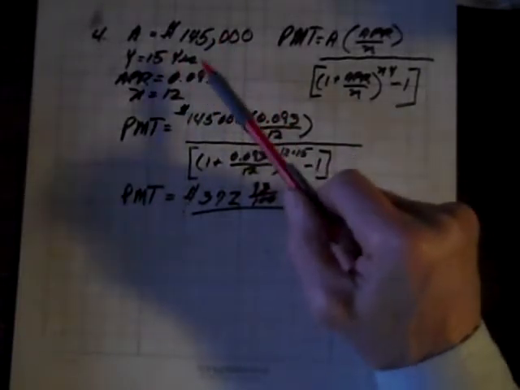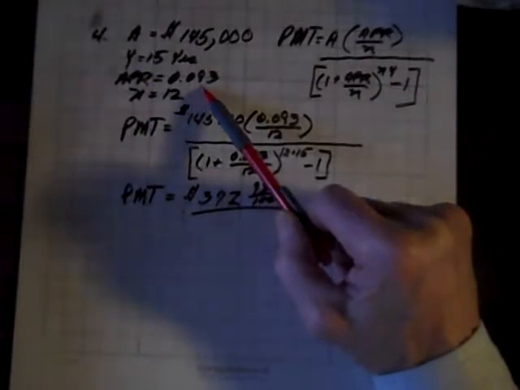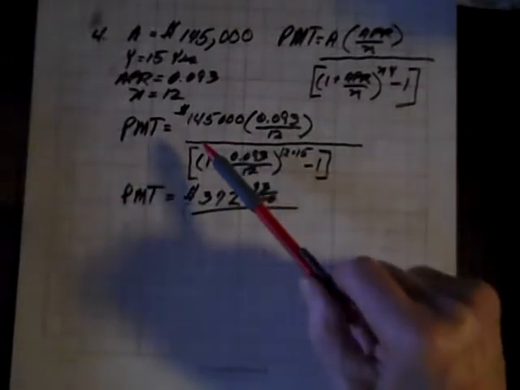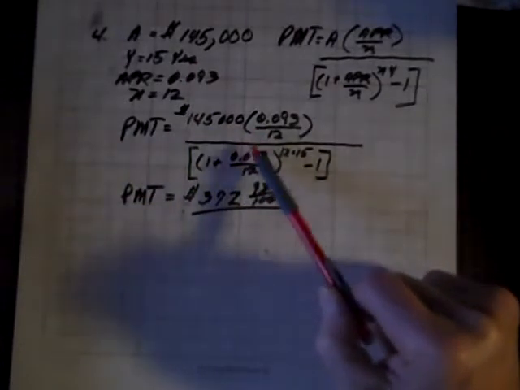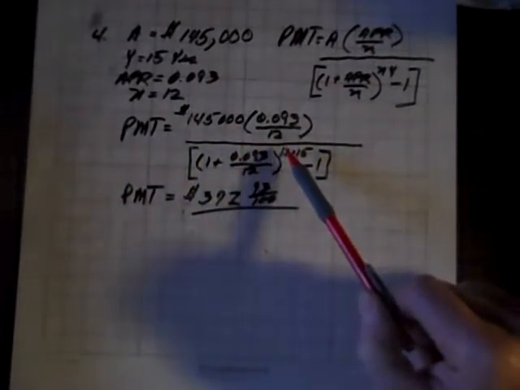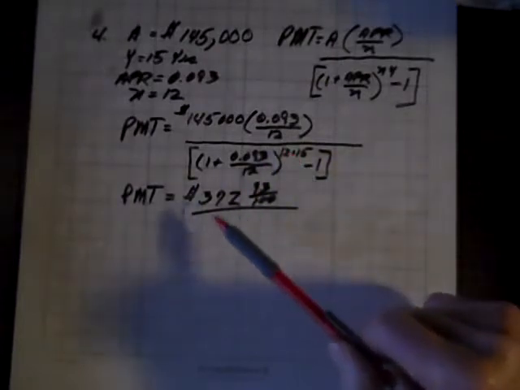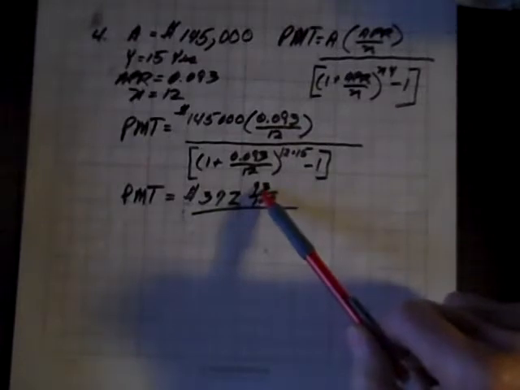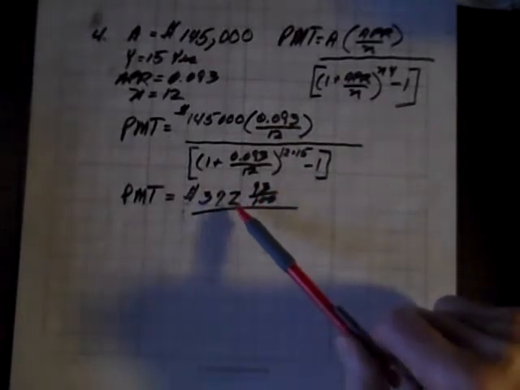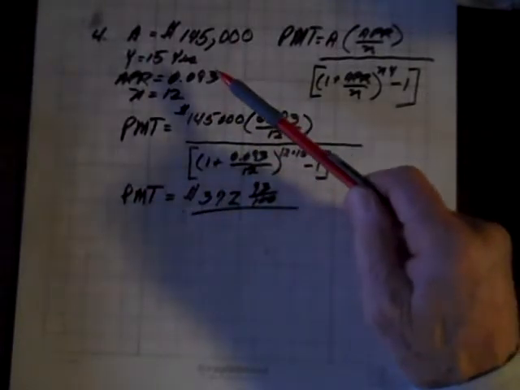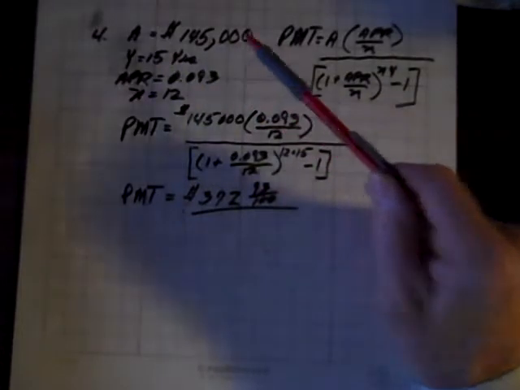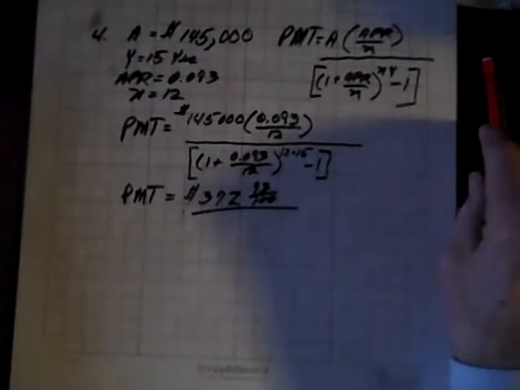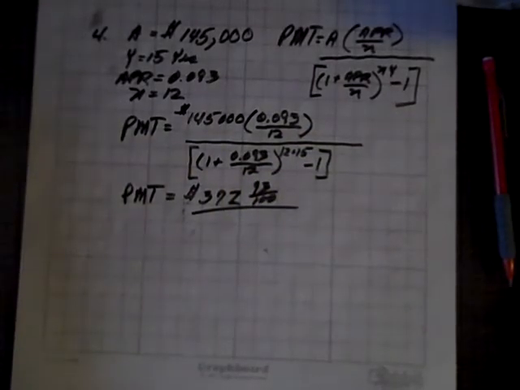The years are 15. It's 9.3% interest, and the number of compoundings per year is 12, and so the payment equals, in installing the values in appropriate positions, we come up with a payment of $372.93. So if you made that payment for 15 years, you would have an accumulated balance of $145,000. And we'll stop here and go on to part 2.